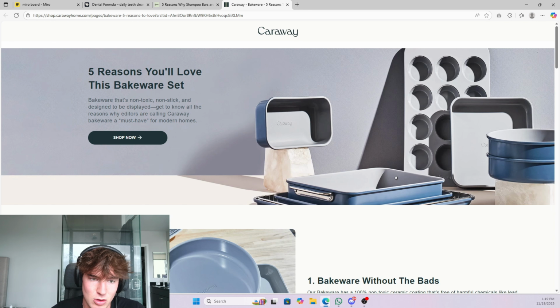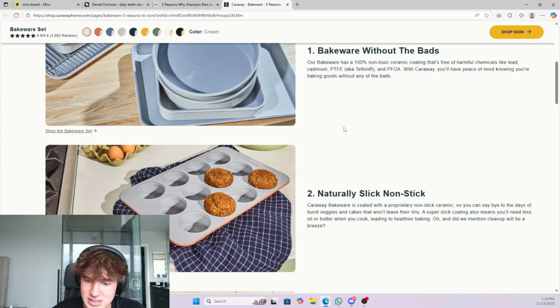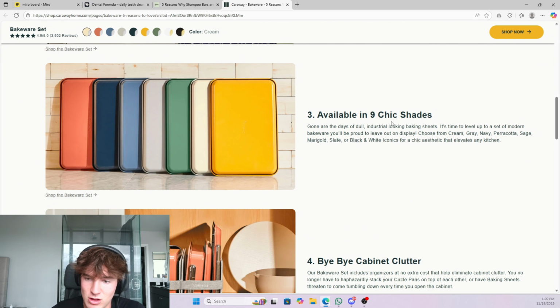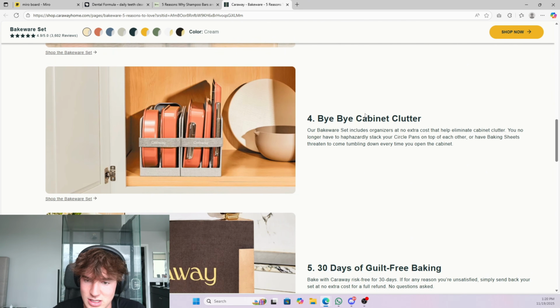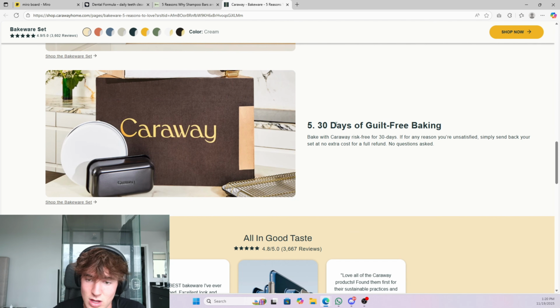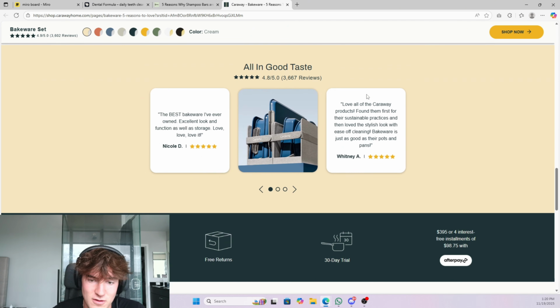We've got another example over here. 5 reasons why you'll love this bakeware set, and then we'll scroll down. Bakeware without the bads. So what's this? Our bakeware is 100% non-toxic chemical. Okay, so that's kind of an angle they're taking. Natural slick non-stick. All right, so it's also got non-stick to it as well. Available in 9 different colors, so that's interesting as well. Bye-bye cabinet clutter. Ooh, that's another good pain point as well. 30-day guilt-free baking, so if they ask, they can get a full refund, so that's good as well.